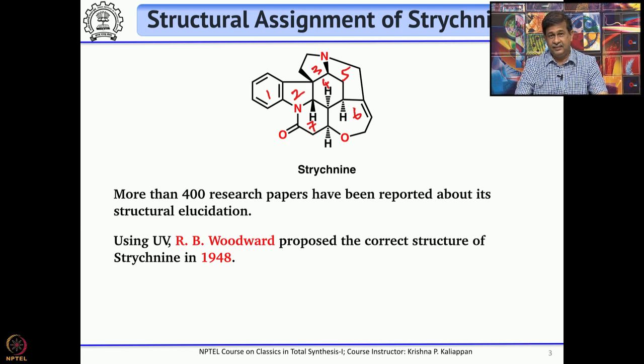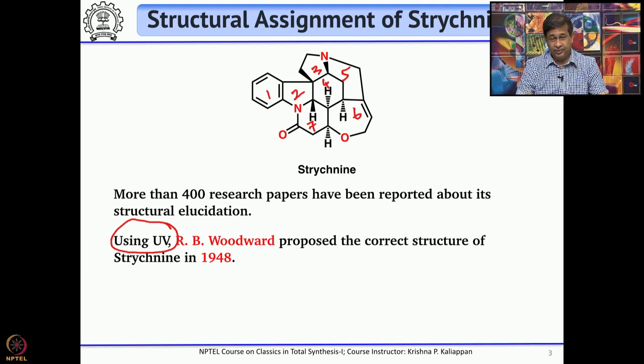But interestingly, Woodward's proposal of the correct structure of strychnine was based on using UV. One should know, in those days NMR was not there, X-ray was not there. So one had to depend on two important techniques. One is degradation. In those days strychnine was available in large quantity, so one could isolate strychnine in large quantity and keep on doing degradation until you reach a known compound.